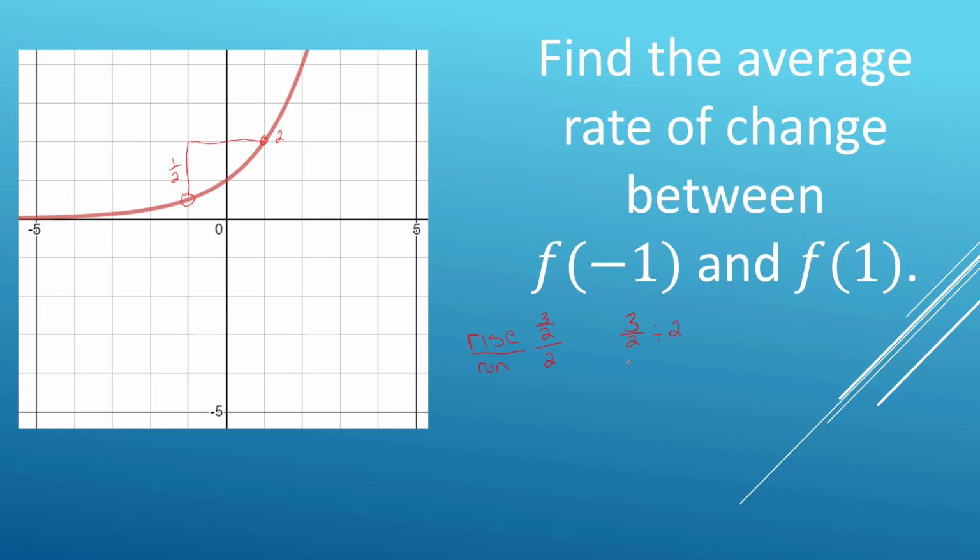So I have 3/2 getting divided by 2. We want to keep it, change it, flip it. 3/2 times 1/2 is equal to 3/4. Between those two ordered pairs, we have a slope of 3/4.